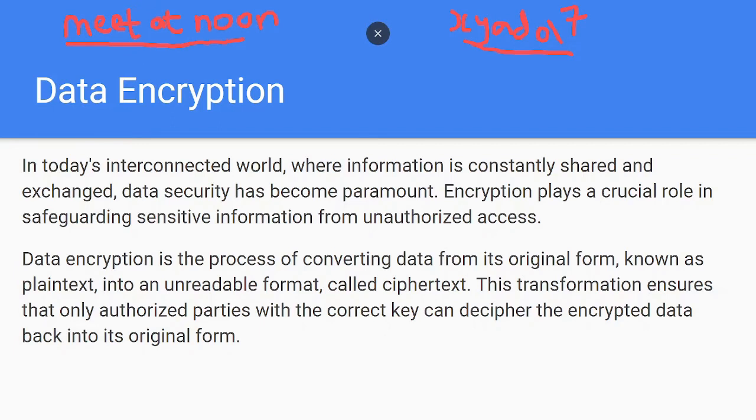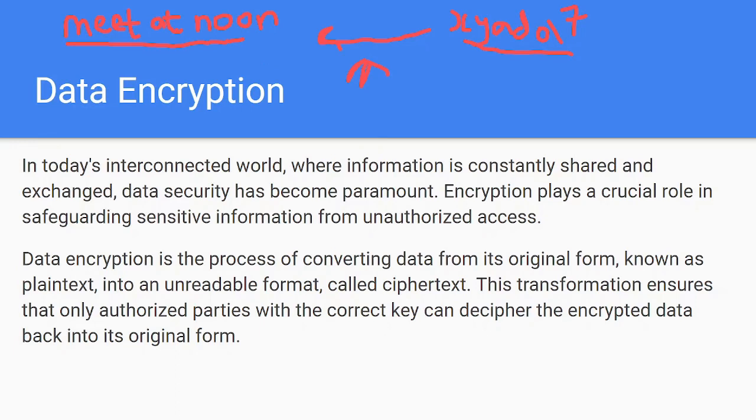So data encryption simply means that you are converting this data, meet at noon, that is the original form of the data, into cipher data, into something unreadable. So if somebody sees this information, they don't know what exactly I'm talking about, but this is meet at noon that I'm trying to communicate. And if the person that I'm sending the information to has the right key, the key that can be used to unlock this data, the person can unlock this data and get back my original context, which is meet at noon. So that is what data encryption entails.